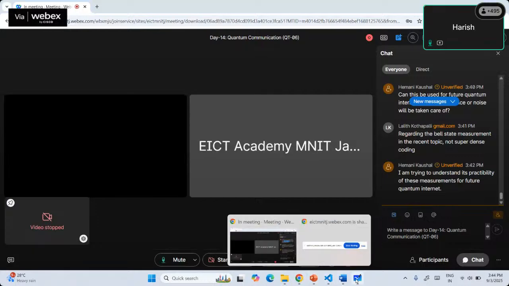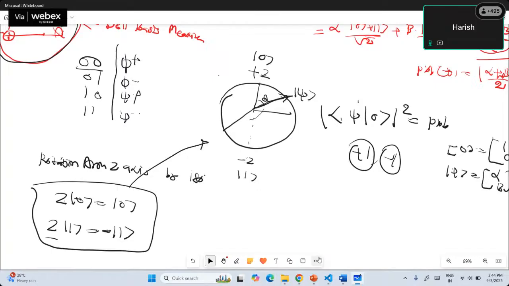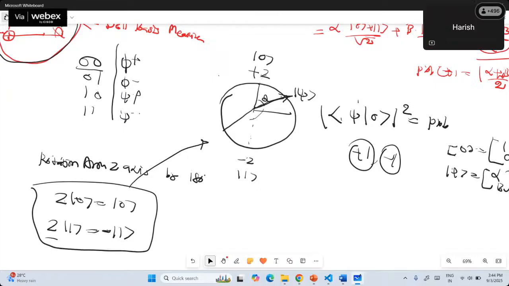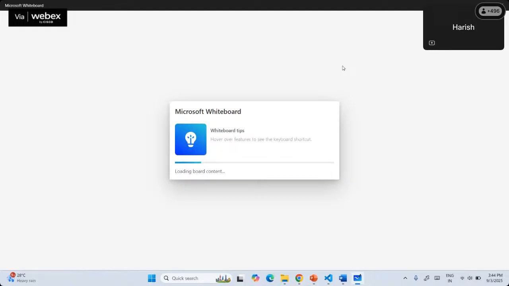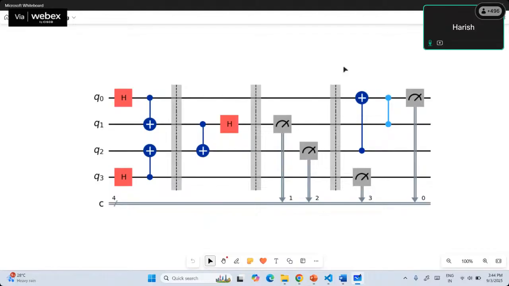So entanglement swapping is not part of this topic, but I can take it. I'm taking 5 to 10 minutes to explain entanglement swapping because it has a wide variety of applications in quantum internet, quantum key distribution, and quantum repeaters. So there are three major things in which it can be used. So how can we implement entanglement swapping?